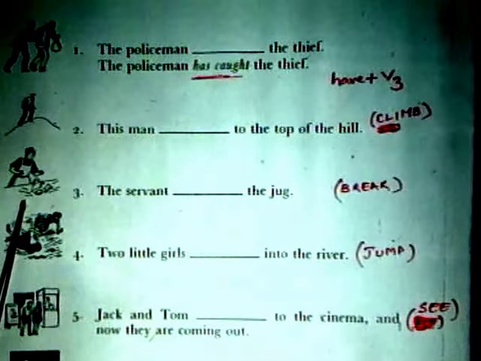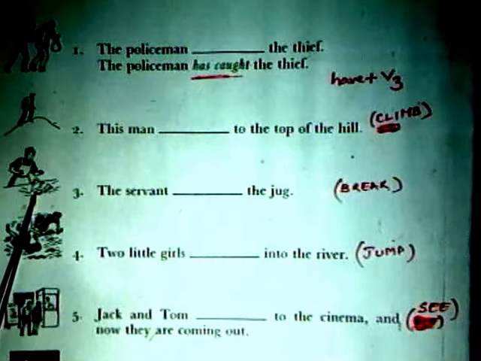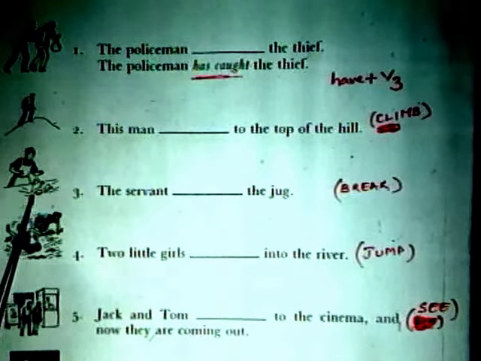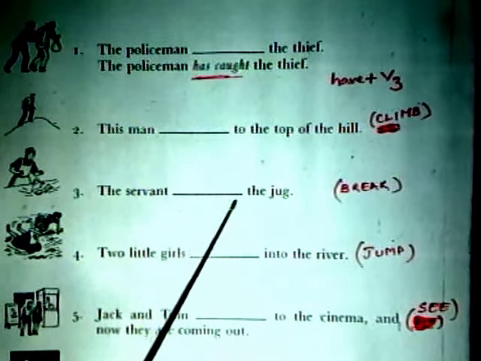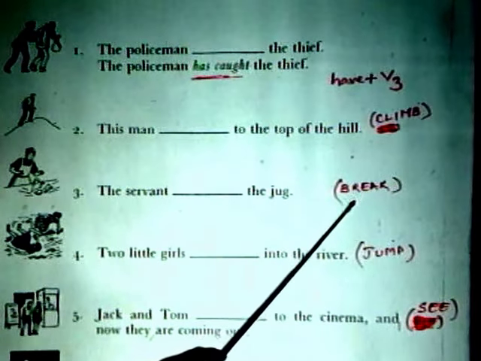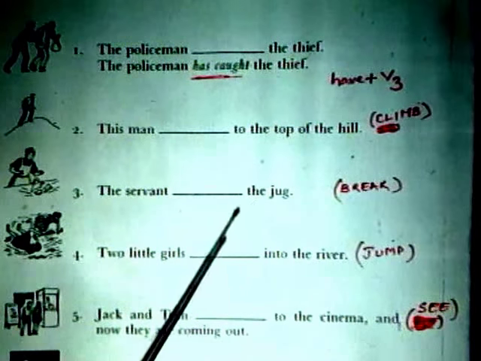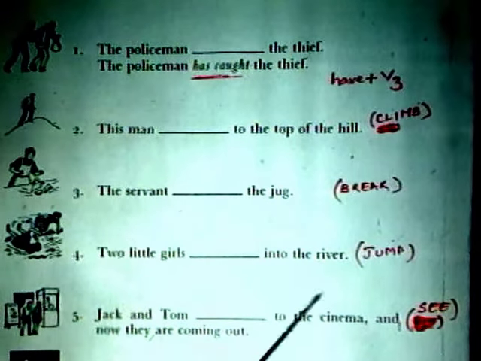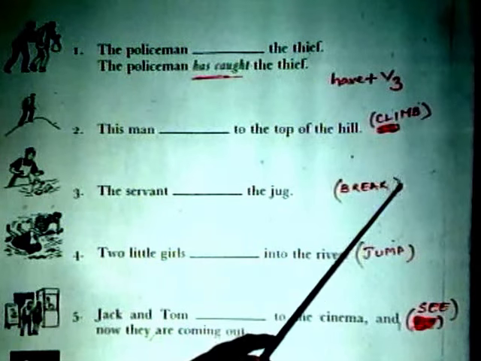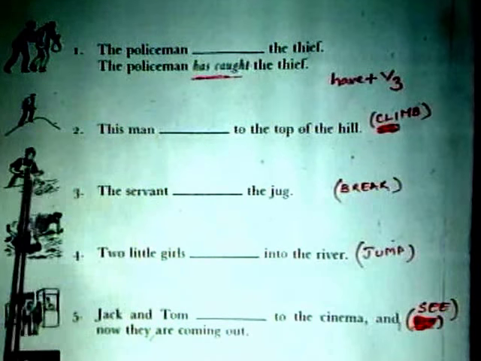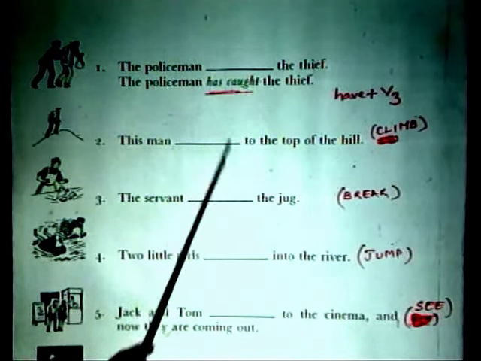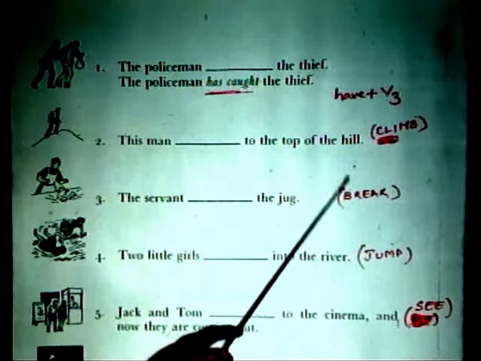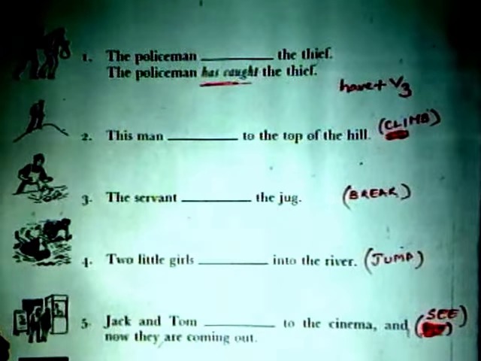Then come to this one. You have the woman who has done something here. That is, the servant dashed the jug. Let us assume that the verb is break. That action, we can say something about it. So the V3 form has to be written here along with has or have, because she has, and again V3. You decide what you have. I hope you know about that.